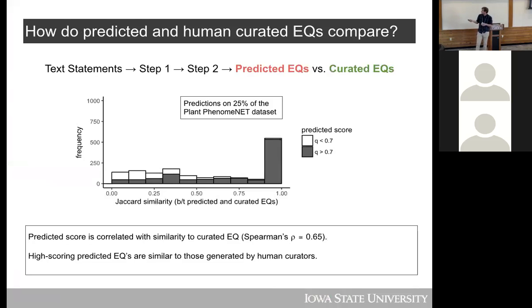And one beneficial property of the methods we've developed so far is that the ultimate score that we talked about in the last slide that these EQ statements receive, so this is the score that's output by the pipeline to say how confident the computational method is that the EQ statement is good, is roughly correlated with the similarity we find between the predicted EQ and the curated EQ. So if we put a threshold in place, for example, if we want to get rid of all the predictions that scored less than 0.7, then we would remove all the predictions that are in these white boxes, which are poor predictions further to the left.